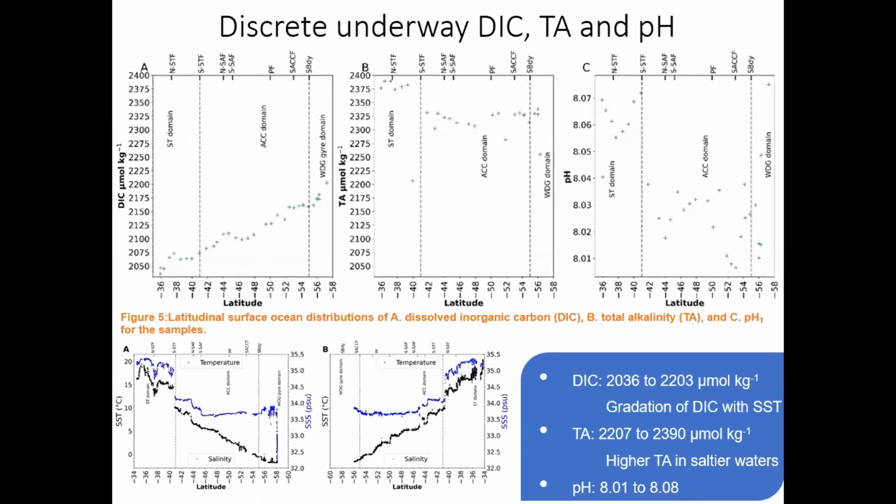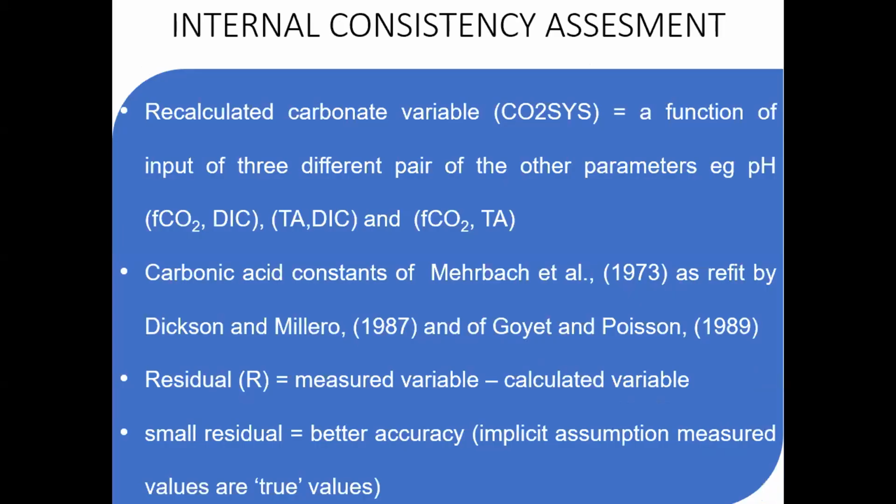Now I go to the internal consistency assessment, where we have to recalculate the carbonate variables, that is, these 4 carbonate variables. We recalculate them using the CO2 Excel sheet, and each of the parameters was calculated as a function of the input of a pair of the other parameters. E.g., when we calculate the pH, we calculate from the pairs of FCO2 and DIC, TA and DIC, and FCO2 and TA, which also applies to the remaining 3.